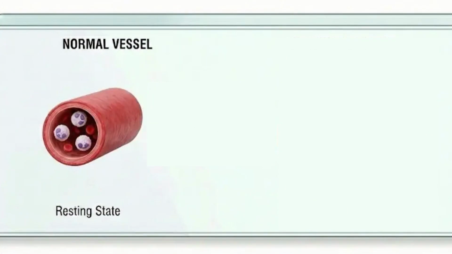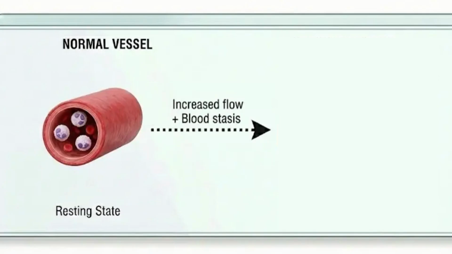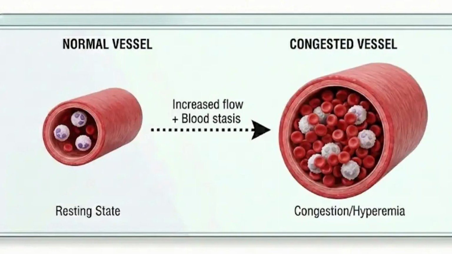There needs to be an increase in blood flow to the affected site and blood stasis within those blood vessels. On a slide, these changed hemodynamics might manifest as dilated blood vessels filled with lots of red cells, a change we would call congestion or hyperemia.